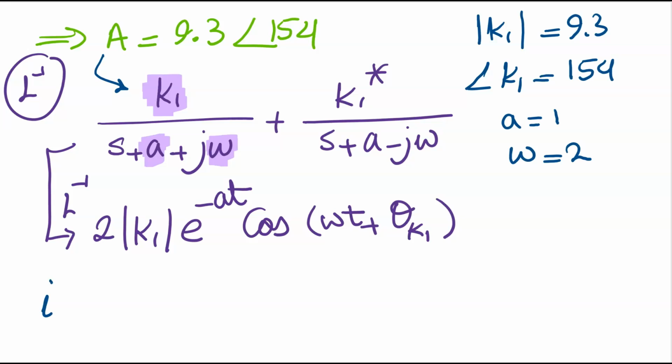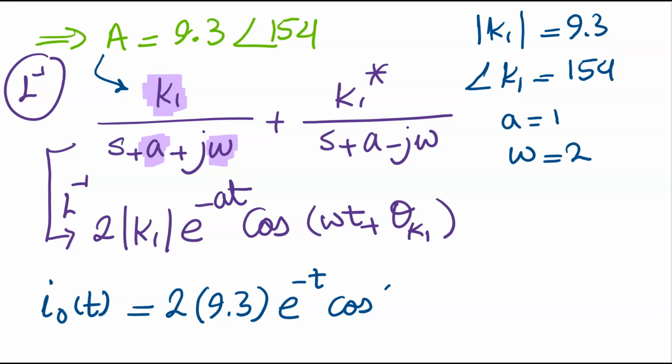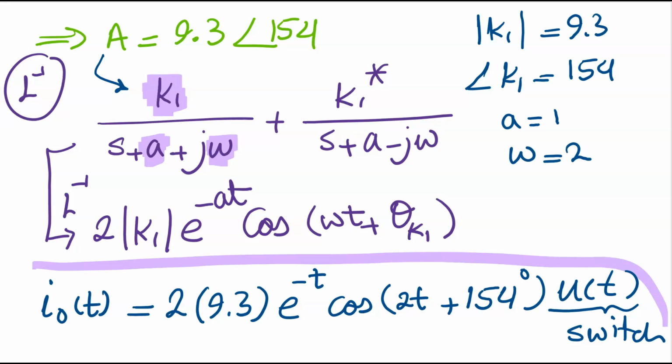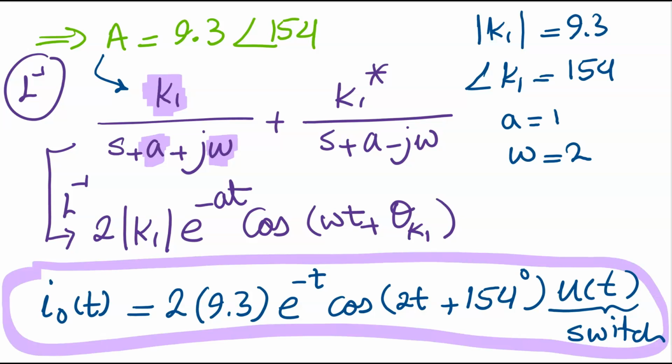So now I can describe my IO of t. My IO of t is 2 multiplied by 9.3 e to the power of minus t cosine of 2t plus 154 degrees, multiplied by u of t. Don't forget u of t, because that basically shows you that you have a switch. So this is our answer in the time domain for the current of the capacitor, which is our IO of t.